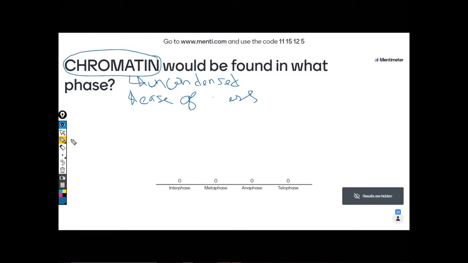Right, and so chromatin allows us to do that. What do we call the boxed form then?